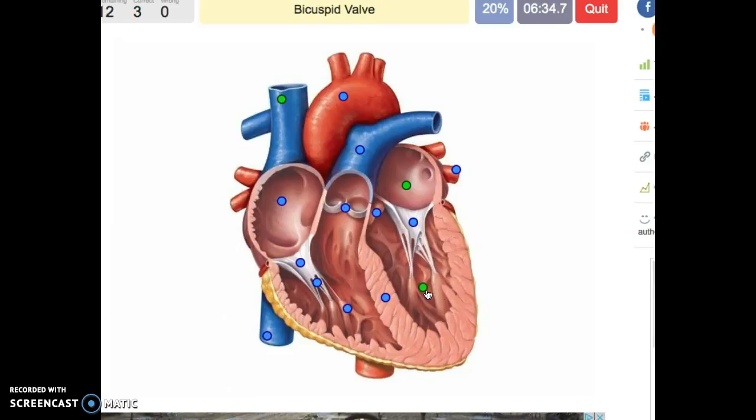Next we've got the bicuspid valve, and this one's job is to stop the blood from backflowing back into the left atrium, and it therefore allows it to go through into the left ventricle. Next is the right atrium, and this collects the deoxygenated blood from the body, then contracts, which pushes the blood through to the right ventricle via the tricuspid valve.